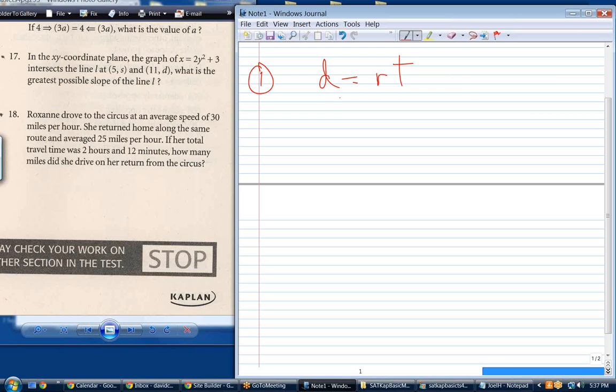So let's let D sub 1 equal the way out, and D sub 2 equal the return.